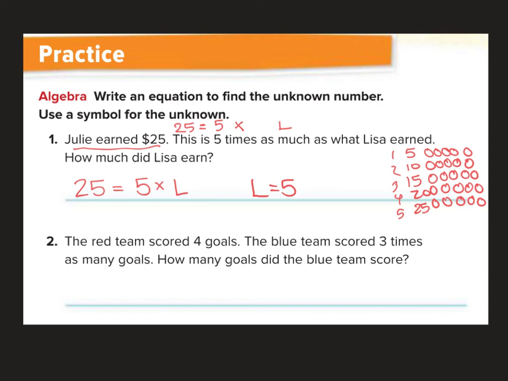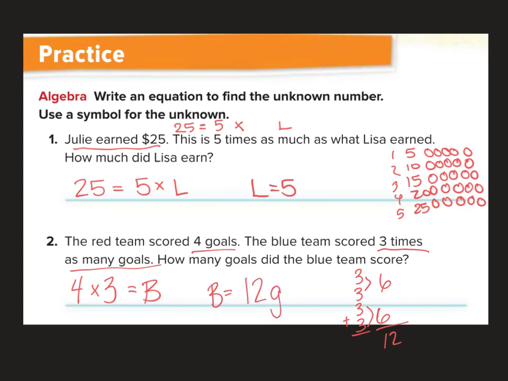All right, number 2. The red team scored 4 goals. The blue team scored 3 times as many goals. How many goals did the blue team score? Red team scored 4. Blue team scored 3 times. So if I take 4 times 3, it's going to give me the blue team's goals. 4 groups of 3. 3, 3, 3, 3. If I add them together, I would get 6 plus 6 is 12. B is equal to 12 goals. And this should be $5.